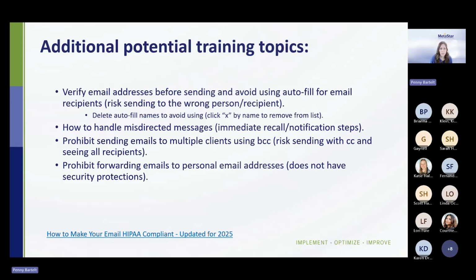And also prohibit forwarding emails to personal email addresses. So taking a work email, forwarding it to a personal email. The personal emails just do not have the security protections. And we're going to see an example of why that's a bad idea.